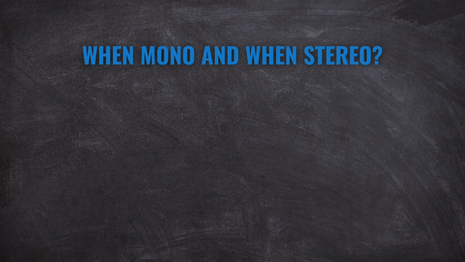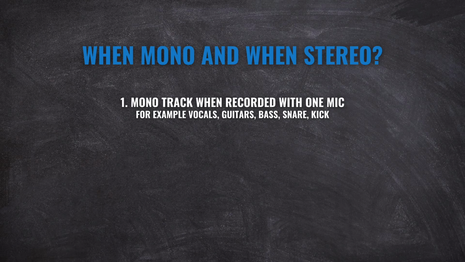How do you know when to use stereo and when to use mono tracks? Is stereo always better? No. If you have a signal that you're recording with only one mic, then you want to use mono tracks. For example, vocals, guitars, bass, snare, and kick.